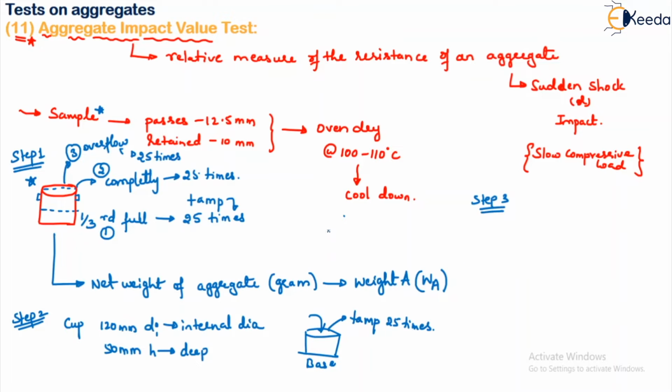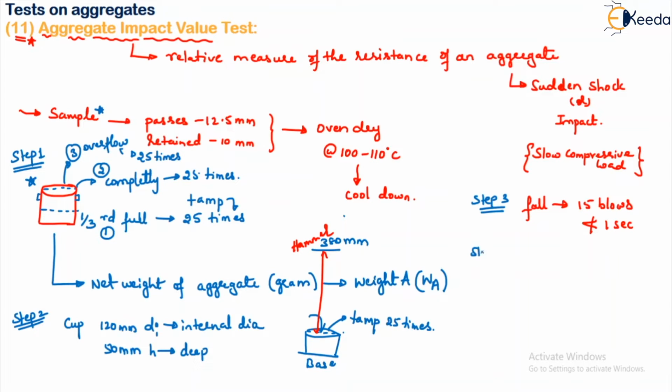Now you'll take the hammer of this equipment to a height of about 380 mm from the face of the aggregate. So this height from here to here, say this is your hammer, should be 380 mm. From here you will make the hammer freely fall on the aggregate. You will give around 15 blows or falls. So basically you are applying a sudden shock or impact on the aggregates, and each blow should take less than 1 second. You cannot have more than 1 second.